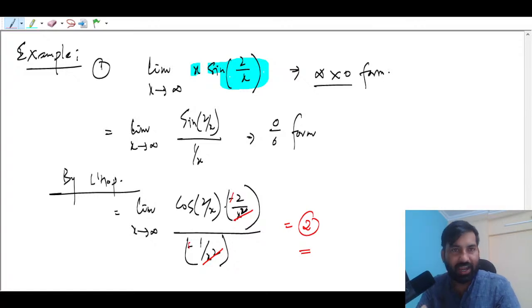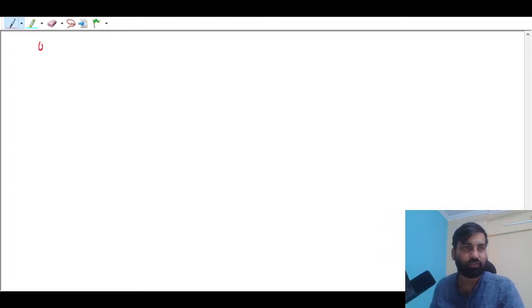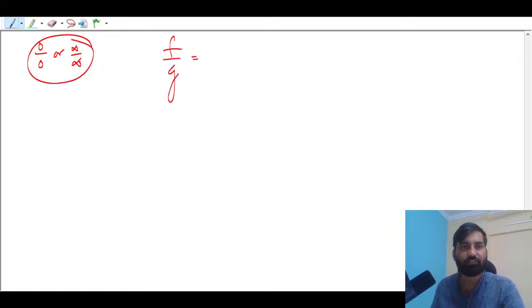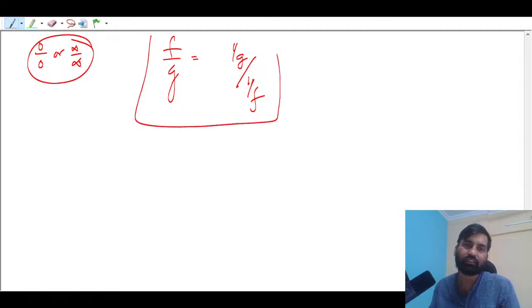See, L'Hopital rule can only be applied to 0 by 0 or infinity by infinity. Understood? So you have to convert; these are the particular cases. So we can change between, you can say f by g, or suppose we have been given like this also, 0 by 0 form or infinity by infinity form. So f by g, f can be written as 1 by g upon 1 by f. You can write like this also. No problem.